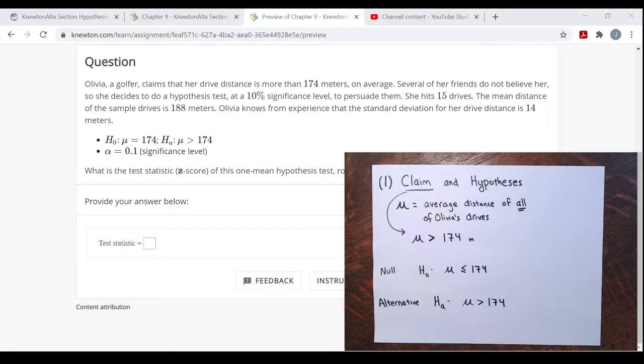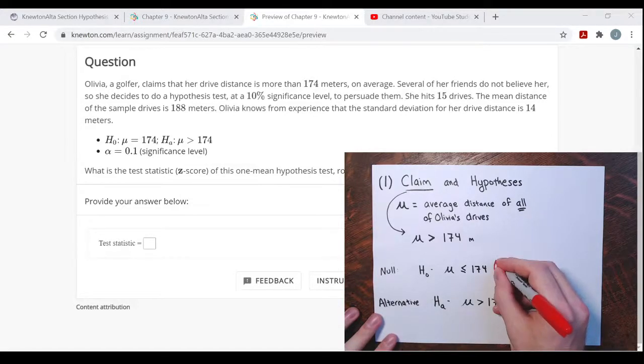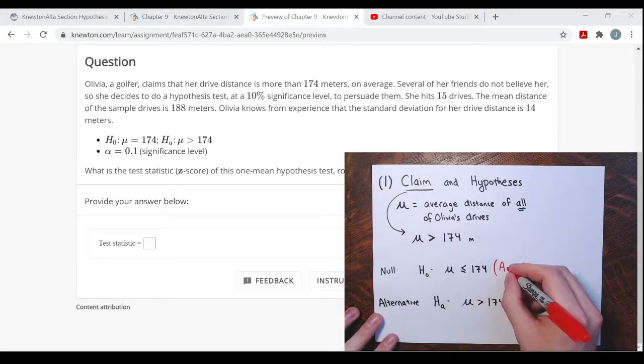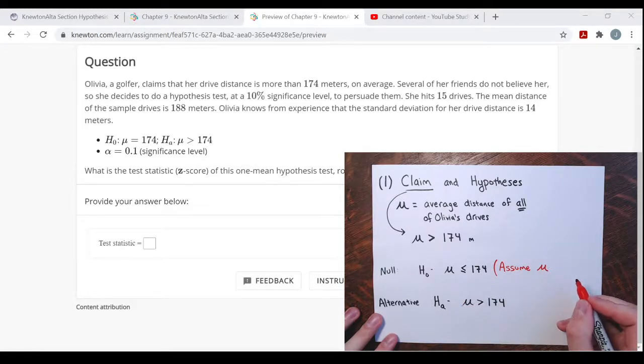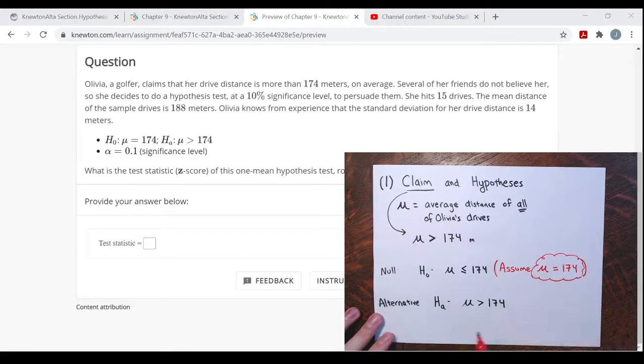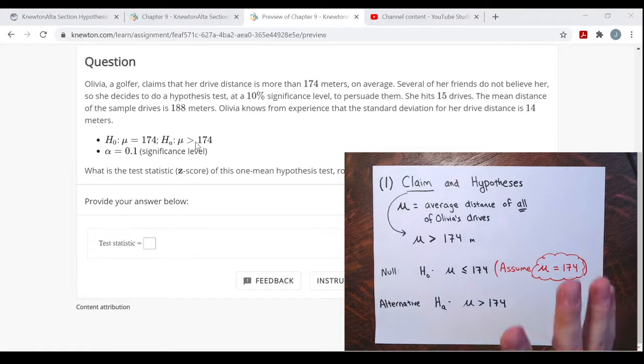But when we actually perform the test, we're going to assume equality. We assume the average distance for all of her drives is equal to 174 meters. In this particular book, they'll just write the equal part. You're seeing in the assignment that mu equals 174 instead of less than or equal to; they're just writing what they assume is true. And the alternative hypothesis is mu is greater than 174. So that was step one.